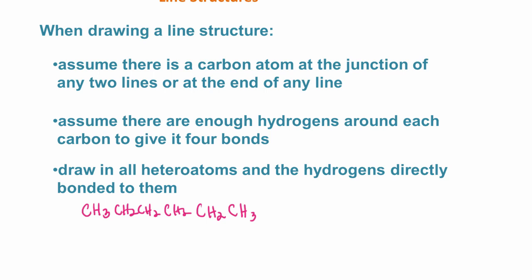Let me just erase that. This 2 here looks more like a 3. We don't want that there. All right, so here we have hexane. That's an alkane with 6 carbons. So I'm going to draw the line structure.